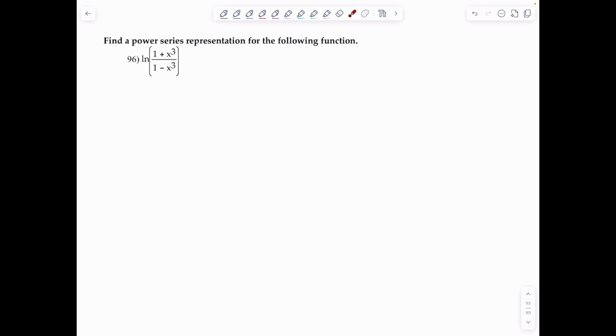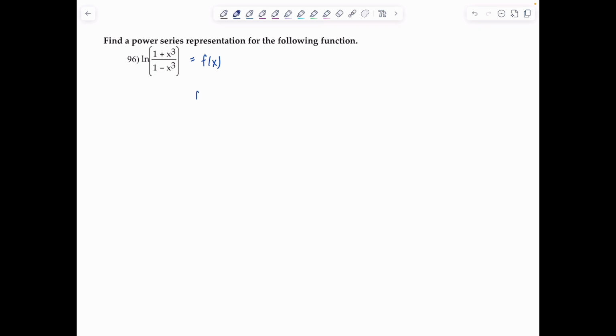Again, find the power series representation for the following function. We have ln of (1 plus x cubed) over (1 minus x cubed). I'm going to call this f of x. And remember, when we have a natural log, first we take the derivative, find a power series, then we integrate. Now, if I started differentiating right off the bat, I'd have a very nasty chain rule that would involve the quotient rule. I'm not going to do that because we've got a natural log.